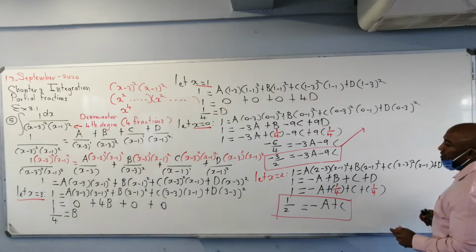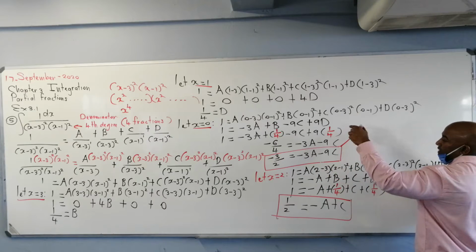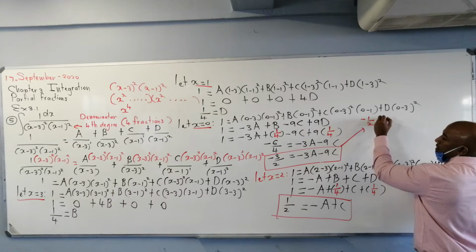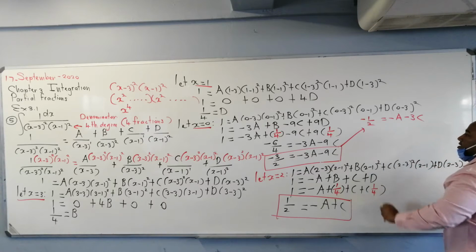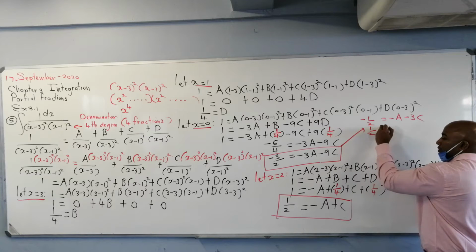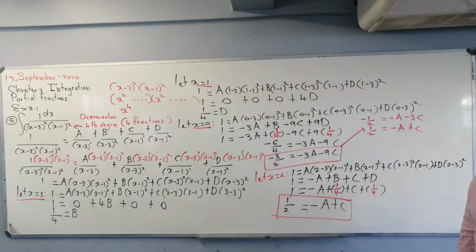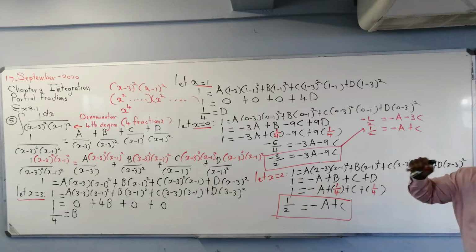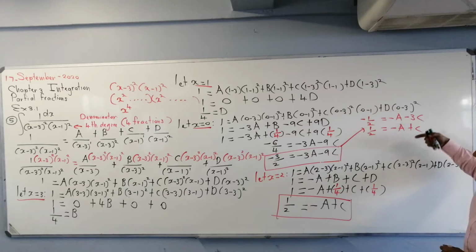So what am I going to do now? I'm going to divide by 3. So if I divide by 3, I'm going to have minus 1 over 2 is equal to minus a minus 3c. That is my equation 1 there. Then in the bottom, I got 1 over 2 is equal to minus a plus c. Now why did I do this? I want to use the method of elimination. I want to make the coefficients of one of these the same. So in the next step, I'm going to subtract. I'm going to go top minus bottom.